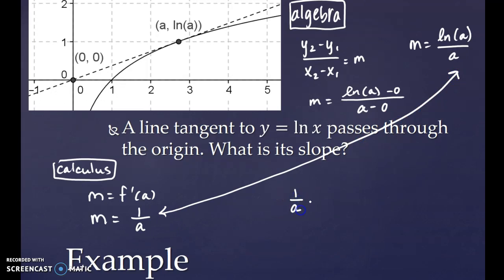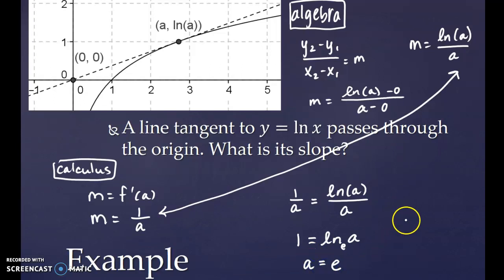So I have 1 over a, the calculus way of thinking about slope, is equal to the natural log of a over a, the algebraic way of thinking about slope. These are two fractions that are equal to each other. They have the same denominator, so the numerators must be equal to each other. And remember that natural log is base e, so a would have to be e to the 1 power, which means the slope is going to be 1 over e, because the slope is 1 over a.